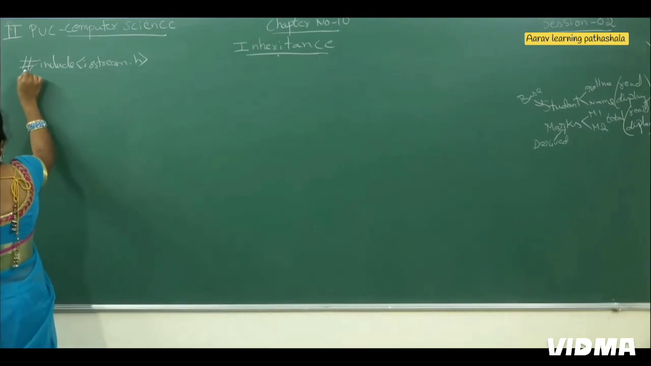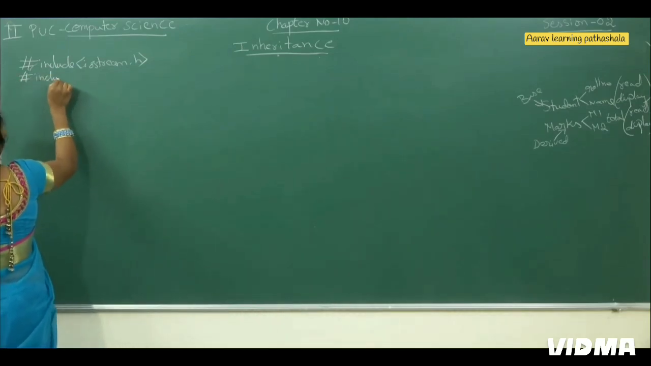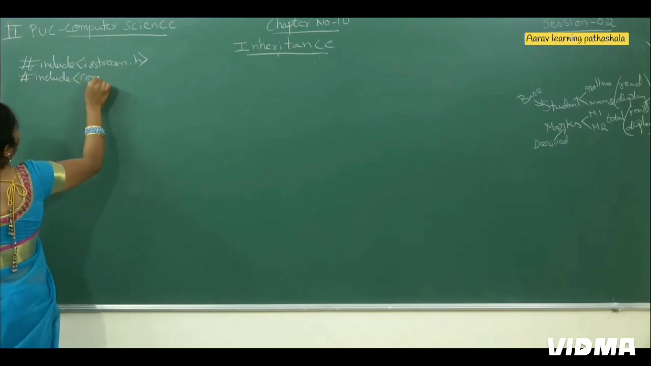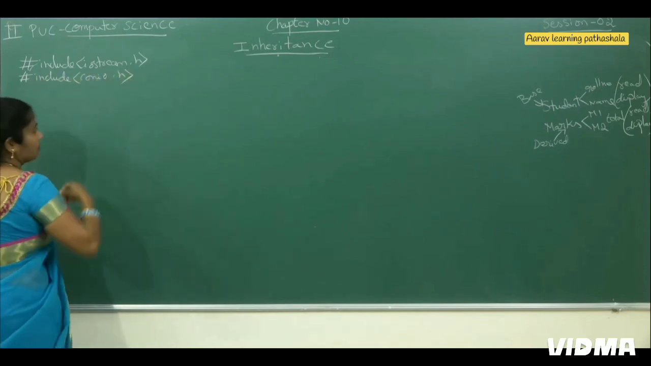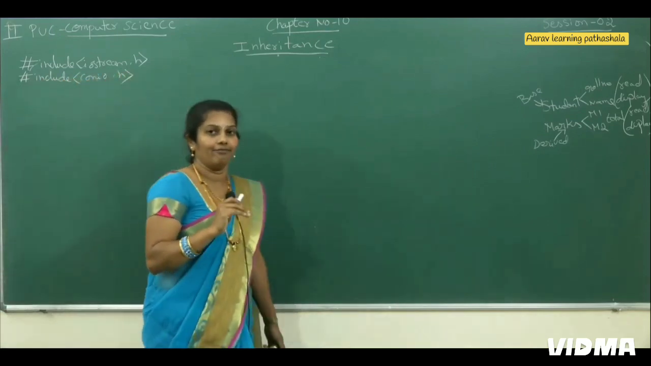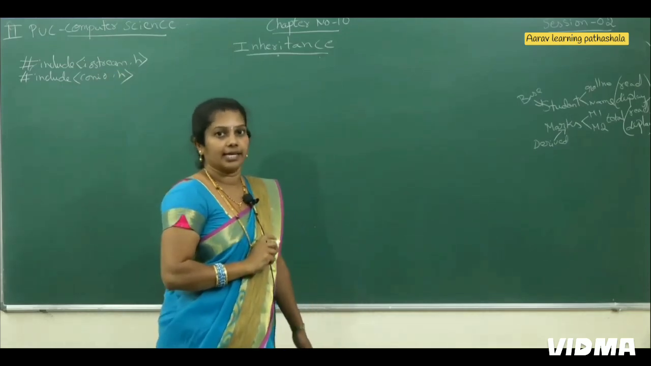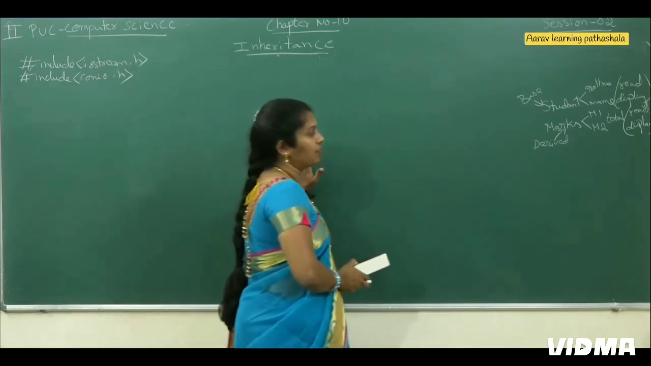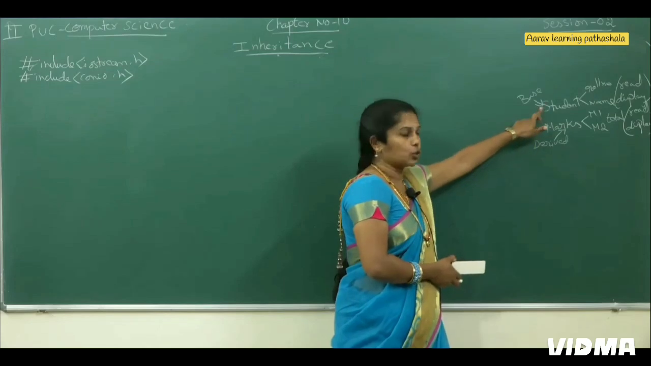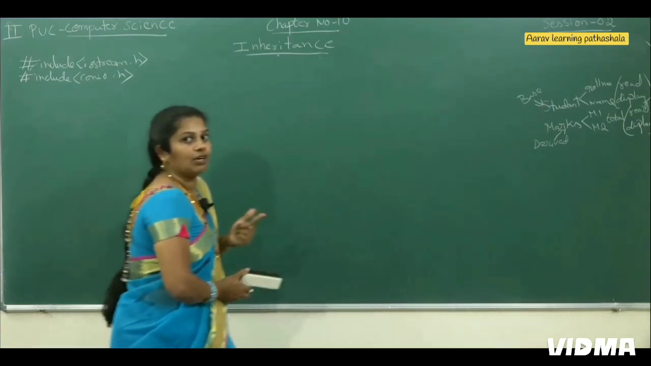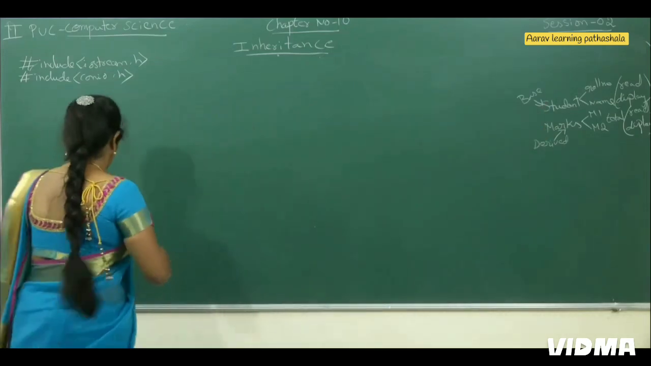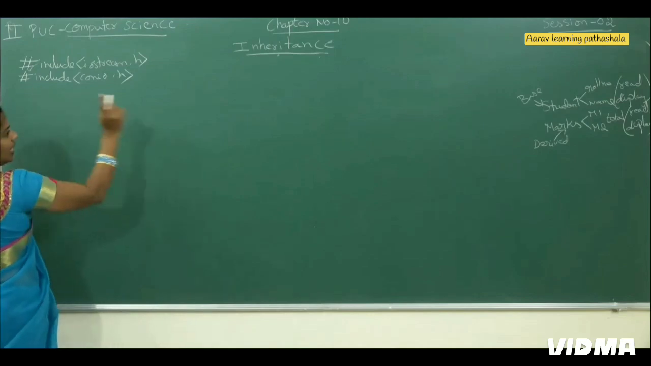Then next, include conio.h. This is the supporting header file for clear screen as well as the getch function. What is the aim of our program? We have to create two classes, one is student and one more is marks. First I am going to create the base class student. How to create a base class student?